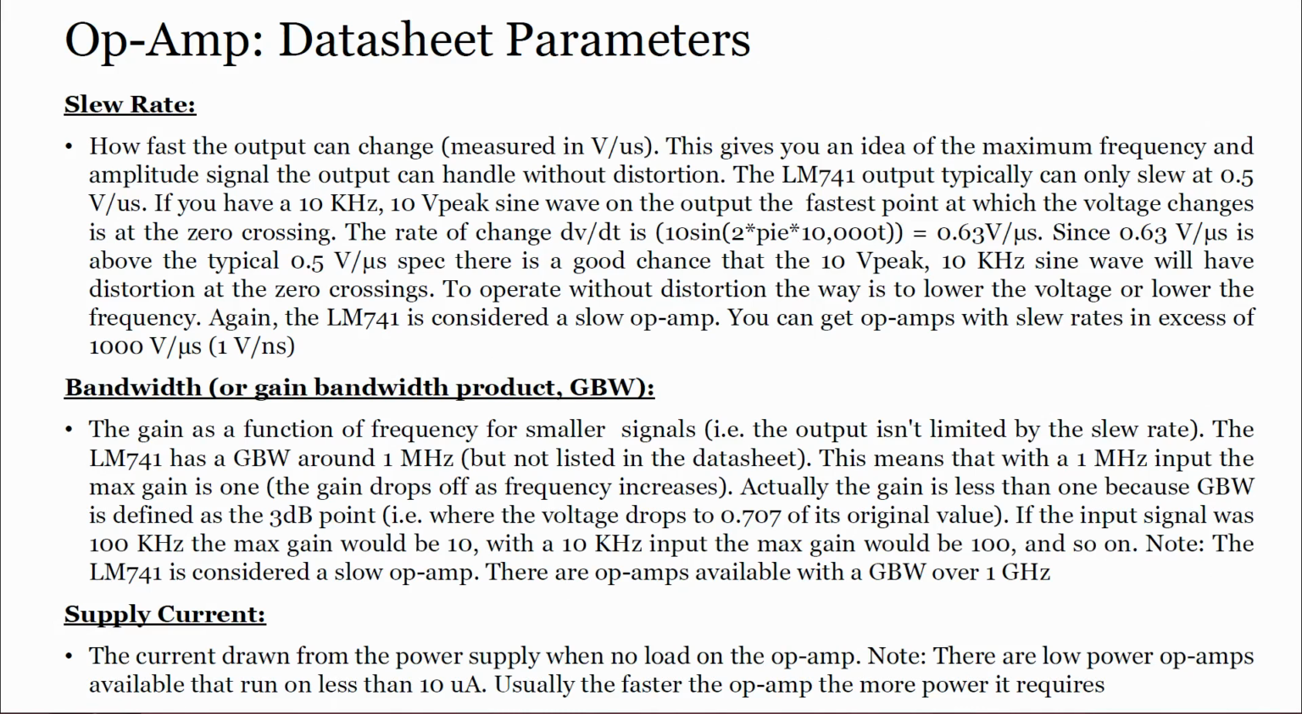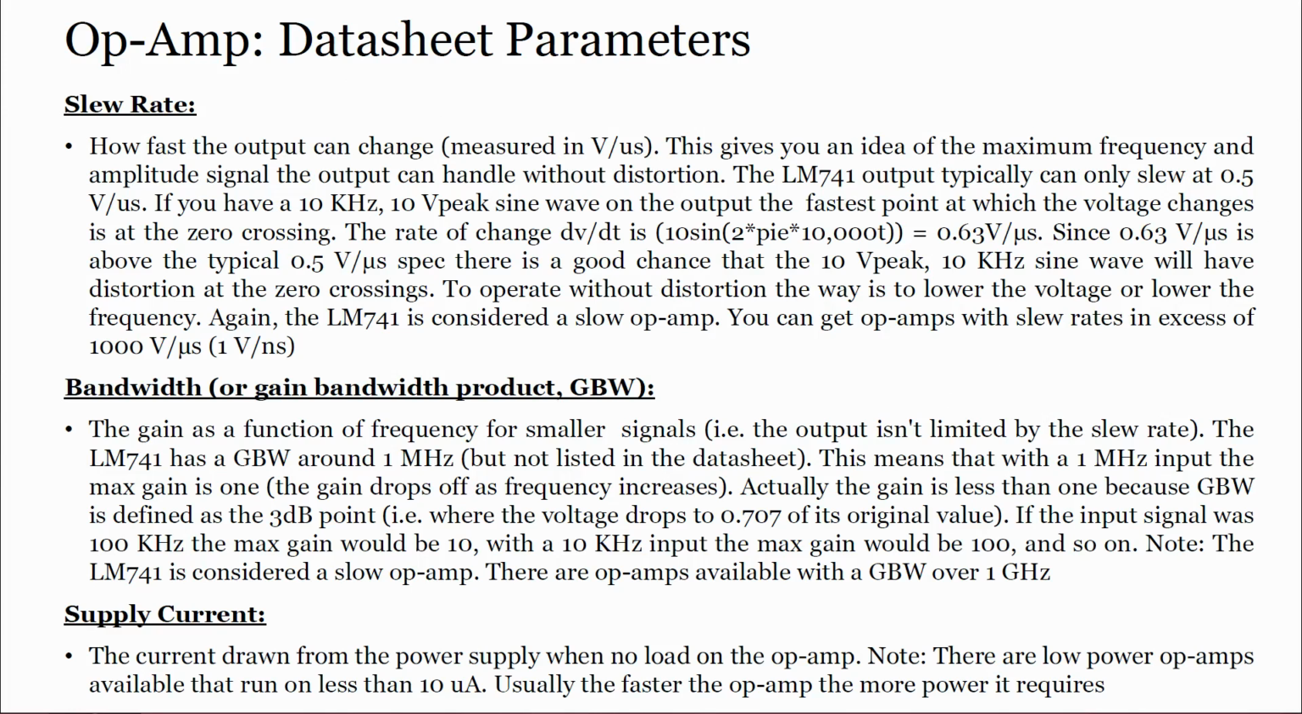Let us see this example. The LM741 output can typically only slew at 0.5 volt per microsecond. If you have performed the slew rate experiment, you will know that it is around 0.5 volt per microsecond. Now, if you have a 10 kilohertz, 10 volt peak sine wave on the output, the fastest point at which the voltage changes is at the zero crossing. The rate of change is dV by dt, so 10 sine 2 pi into 10,000, where 10,000 is 10 kilohertz, equals 0.63 volts per microsecond. Since 0.63 volts per microsecond is above 0.5, there is a good chance that the 10 volt peak, 10 kilohertz sine wave will have distortion at the zero crossing.